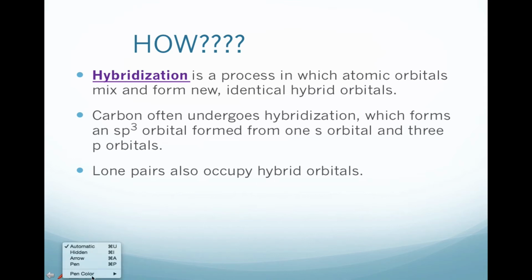As a result, you've heard of the s and p orbitals. Together they mix to form an sp3 orbital, and that sp3 orbital is used in a covalent bond. Just to let you know, lone pair electrons will also occupy hybrid orbitals.